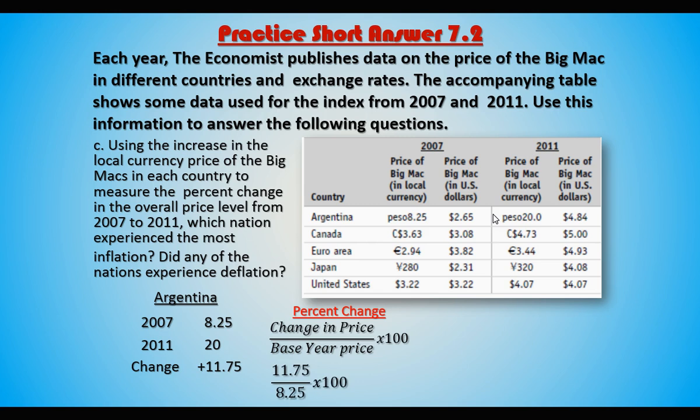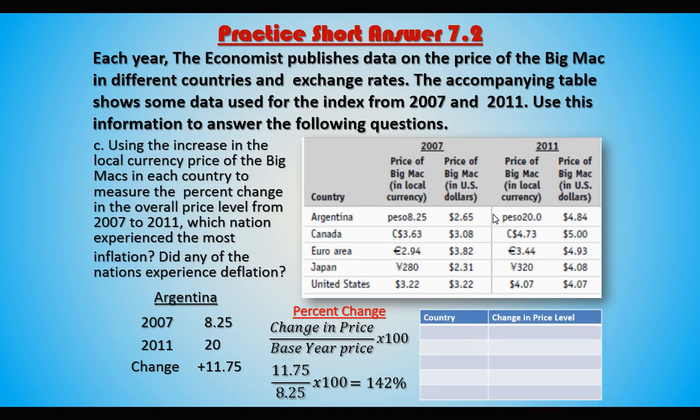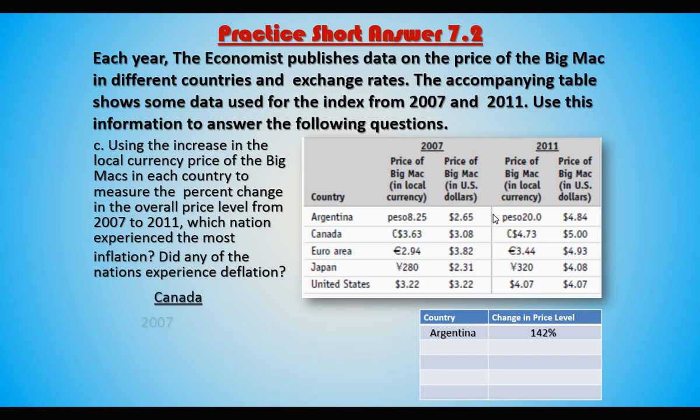So we have the change in price, again, the difference between the 2011 price and the base year. So we have 20 minus 8.25, which is 11.75. We take that as a proportion of the base year price, and we multiply that by 100. That tells us that they had an inflation rate of 142%. Yeah, pretty high. Argentina, in fact, is known to have very high inflation, called hyperinflation, which has been a big reason why they have not been able to grow as fast as other countries. All right, so Argentina is 142%. Canada.